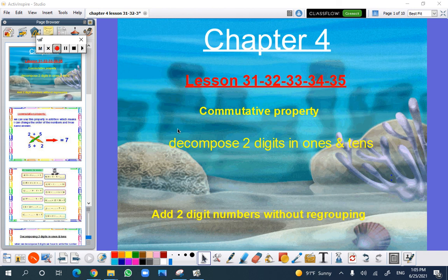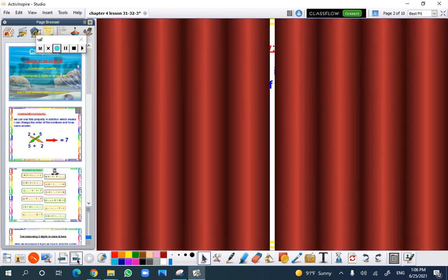Today we are going to explain a new chapter, chapter 4, which is talking about the commutative property, decomposing two digits in ones and tens by decomposing maths, and adding two-digit numbers without regrouping. Let's go to the first lesson together.